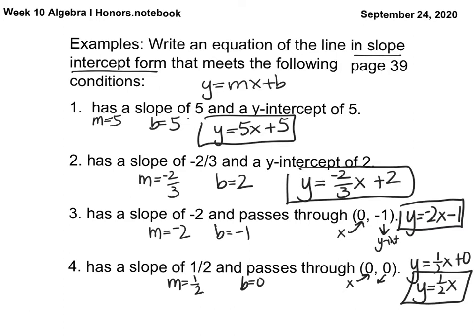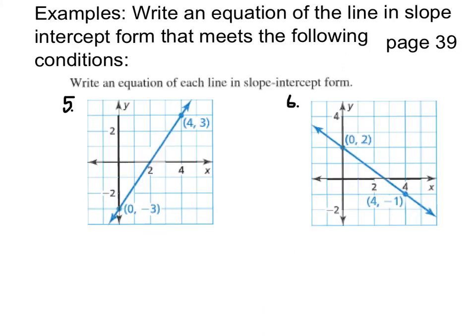If you need to stop in between each example, please pause. I understand. I do talk fast. I do write fast. So please pause as you need to get all the information down. For the next one, I can count my slope and I can name my y-intercept. I can look at each of these and find my y-intercept is negative 3, crosses the y-axis at negative 3 for number 5, and it crosses the y-axis at positive 2 for number 6.